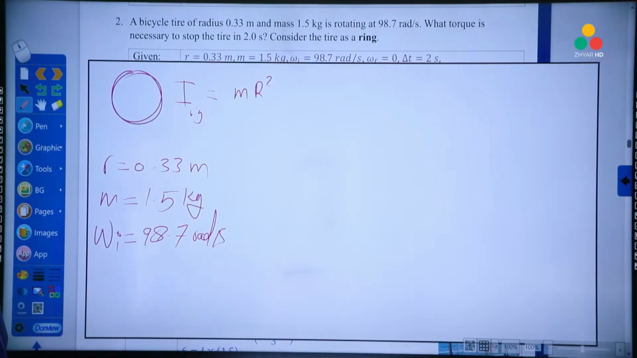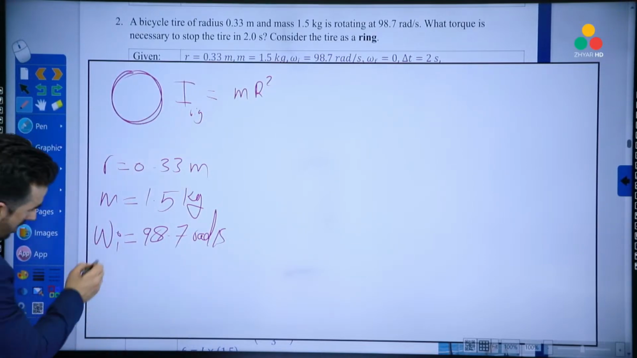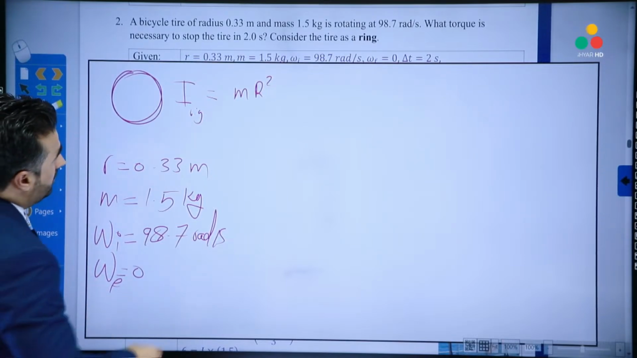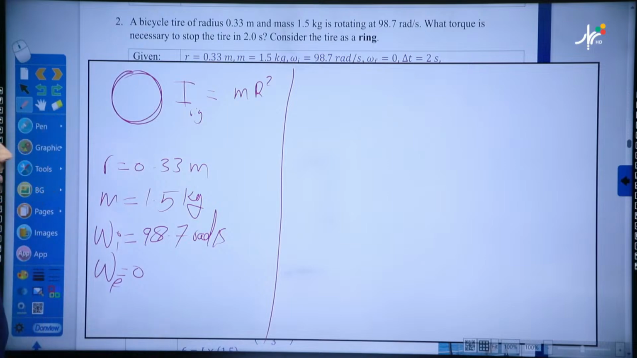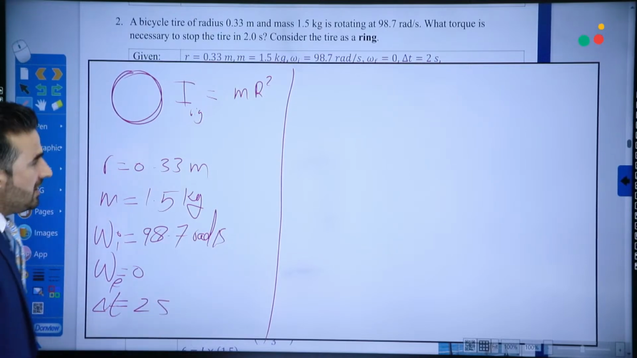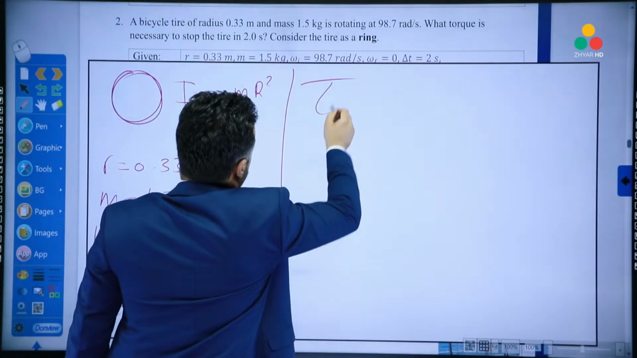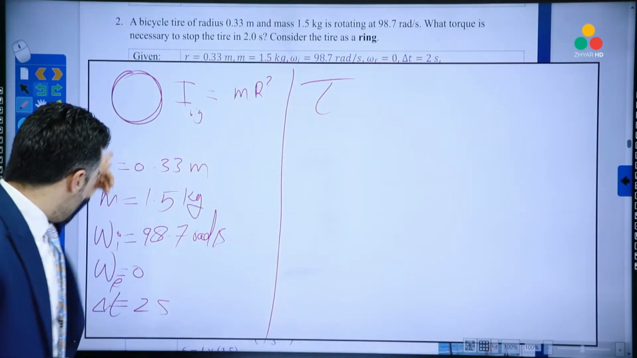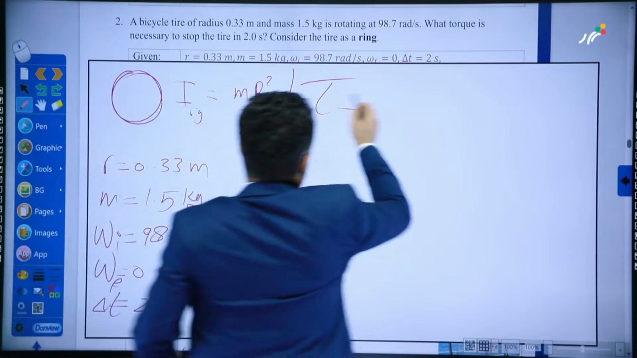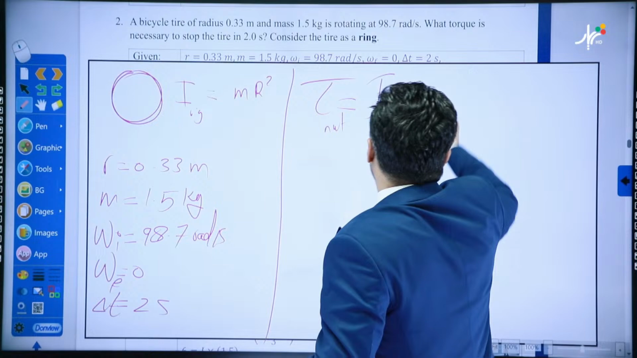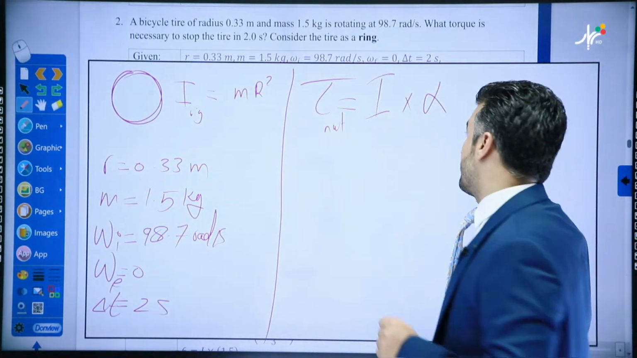What torque is necessary to stop? That means omega final is 0. We need the torque, but what about the time? It says in 2 seconds, so that means delta t is going to be 2 seconds. So find the torque. Based on the information given, the net torque equals the moment of inertia multiplied by the angular acceleration, don't forget.